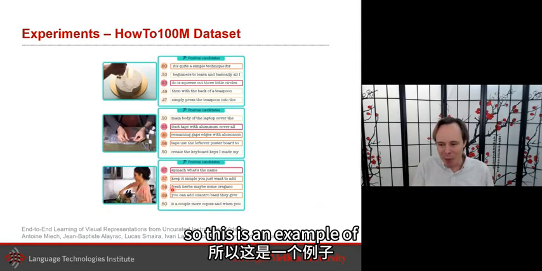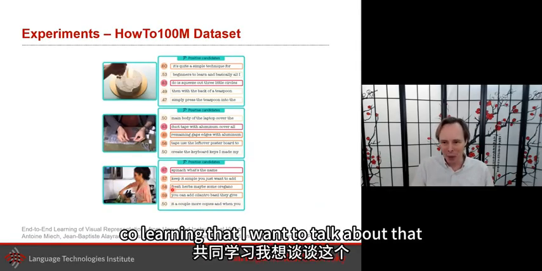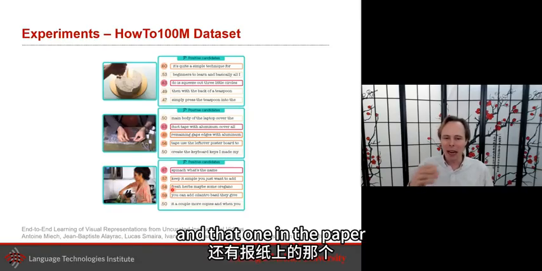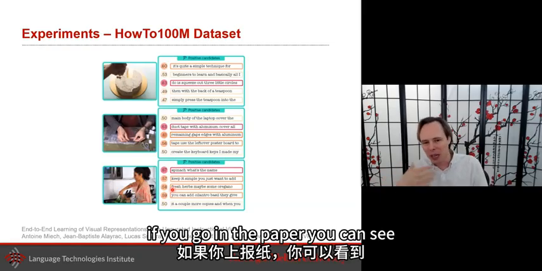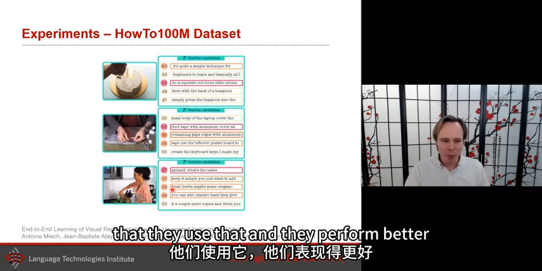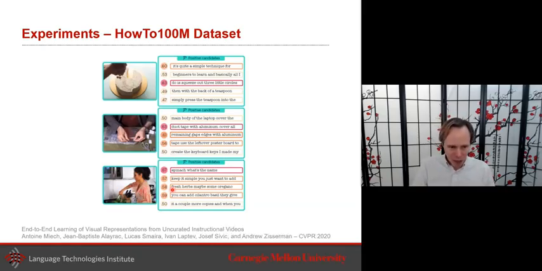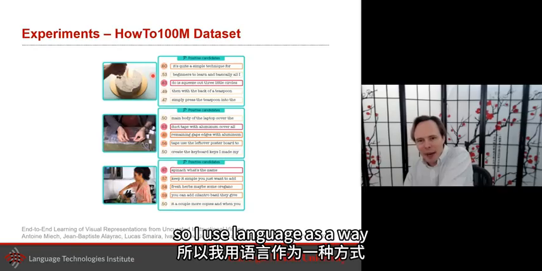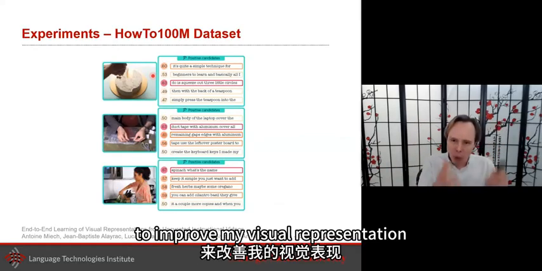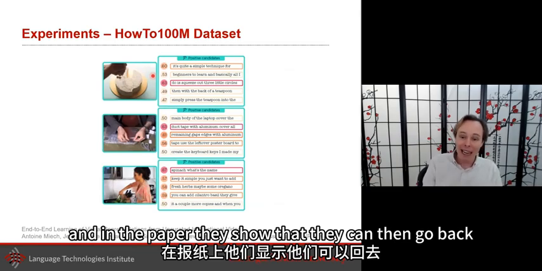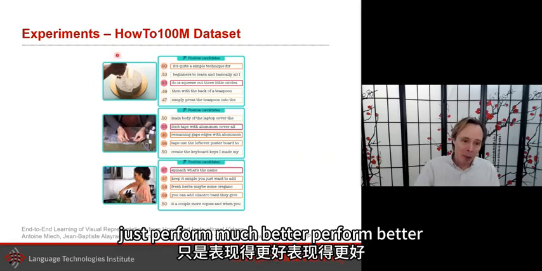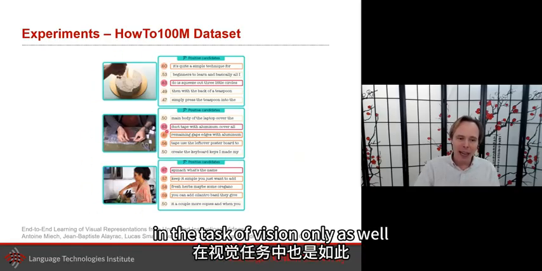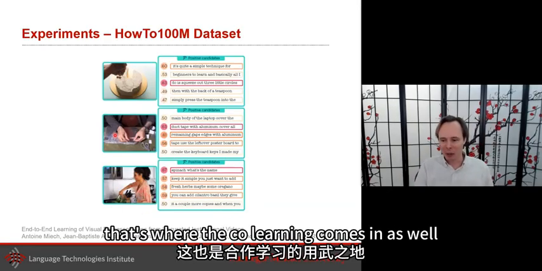So this is an example of co-learning that I want to talk about. And in the paper, you can see that they use that and they perform better on their task for the instruction videos. But the main goal was to get better visual representation. So I use language as a way to improve my visual representation. And in the paper, they show that they can then go back and perform better in the task of vision only as well. That's where the co-learning comes in as well.